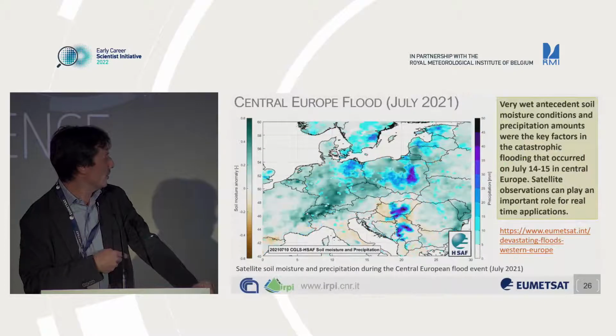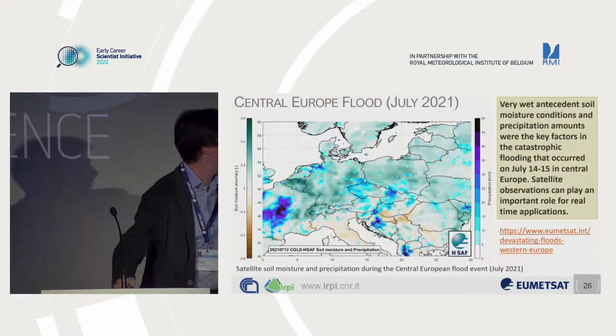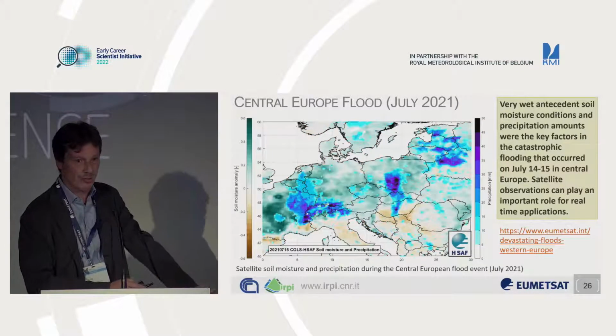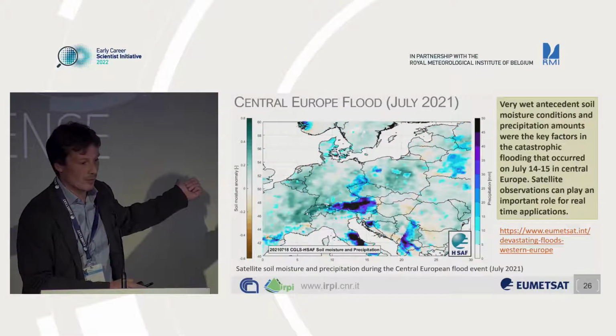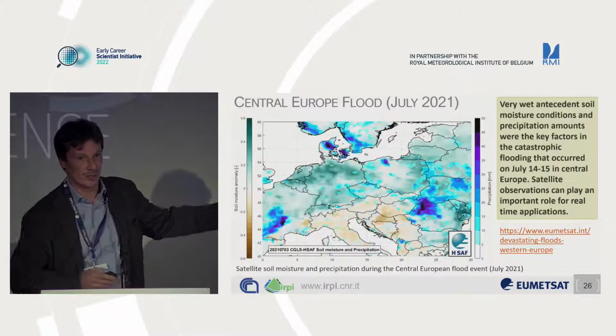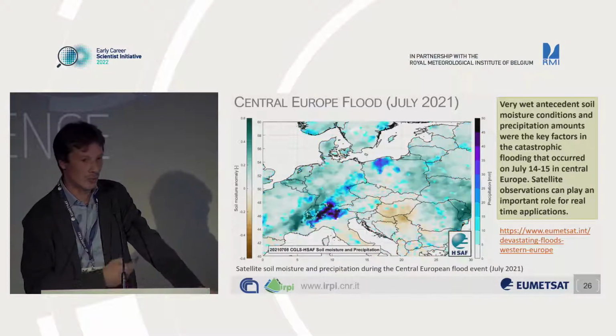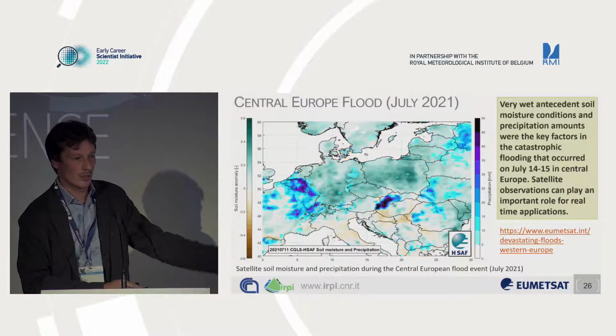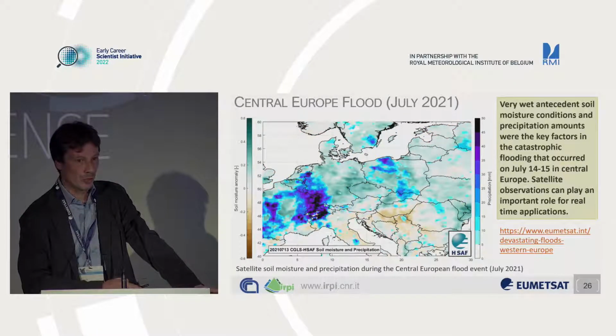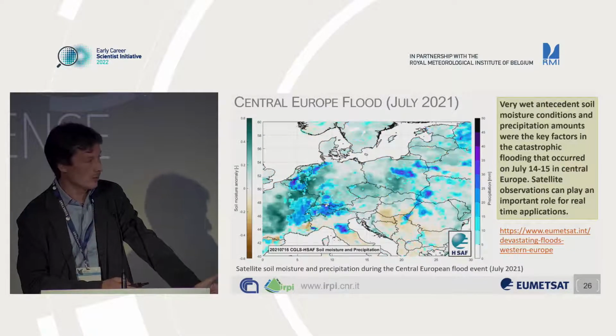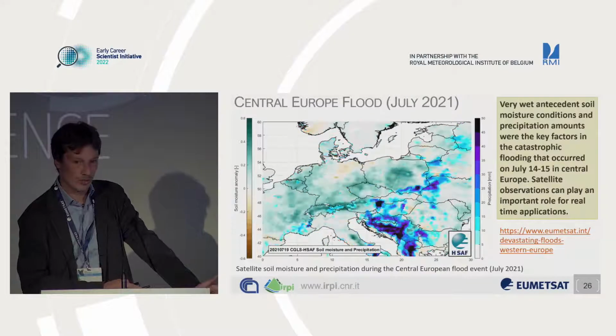And you can easily see that we are now at the 12th of July. The 12th of July is the time of the flooding, but the flooding did not occur really because of an extreme precipitation event, but because of long-term precipitation that made the soil completely saturated. And on the 12th of July, rainfall occurred over saturated soil, and that's why the impact was catastrophic.